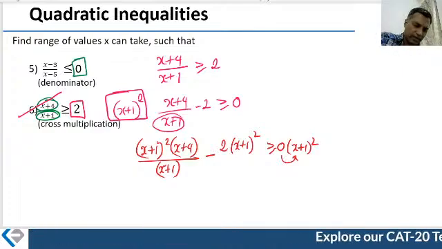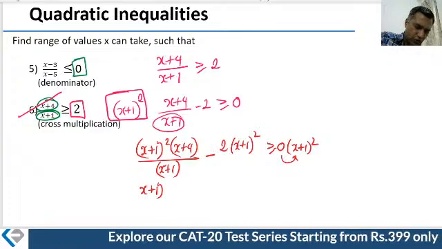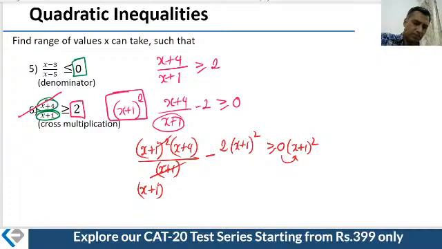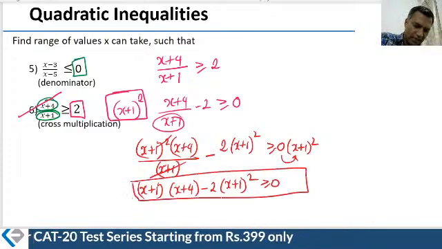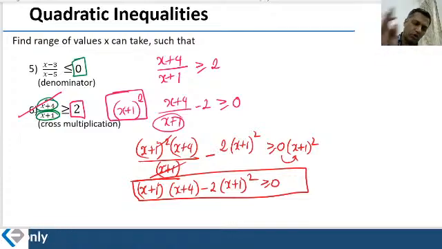Now what do you do? Simplify this. If I simplify, what do I get? One (x plus 1) gets cancelled with the power. Therefore (x plus 1) times (x plus 4) minus 2 times (x plus 1) whole square is greater than or equal to 0. Now do what? This is a quadratic inequality. So from here it boils down to your earlier method.